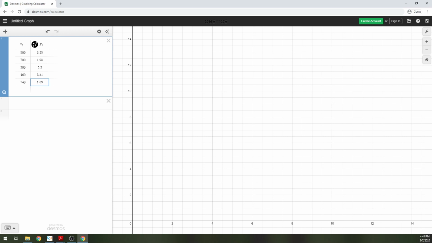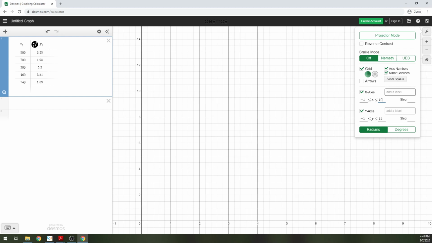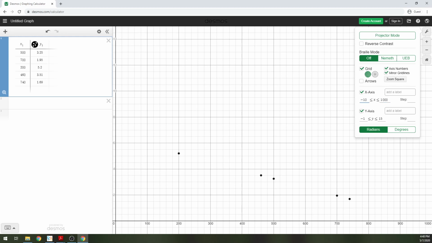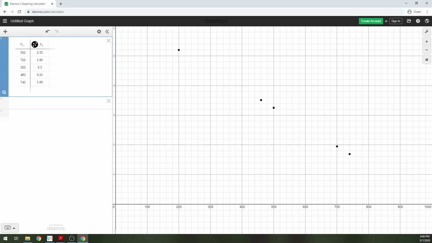All right, so again, the points don't show up right away on the graph. We have to change graph settings. In this case, consider that the smallest x value is 200 and the largest x value is 740. So maybe we can just make it 1,000. Right, something like that. Now you can see all the points, and the y values don't have to be so high. Maybe just 6. Right, so we have 5 points here. That's good.